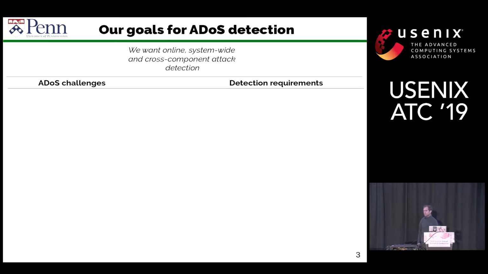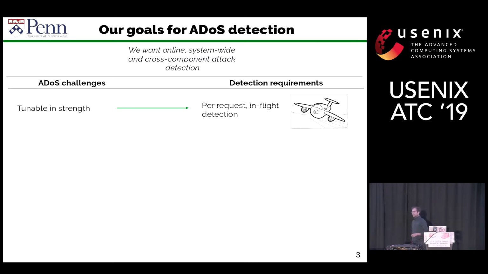Let's look at the challenges brought by asymmetric denial of service attacks. Well, the first one is that those attacks are tunable in strength. I can decide the number of nested entities I'm going to put in my XML document so that your parser will have to take a certain amount of time to parse them. What that means for us is that we really want per-request and in-flight detection. We cannot tolerate waiting until the request is out of the system to observe that it has committed a deed. And we cannot just monitor at the scope of the process, for example, because we would not be able to know what exactly was the critical vulnerability in our system.